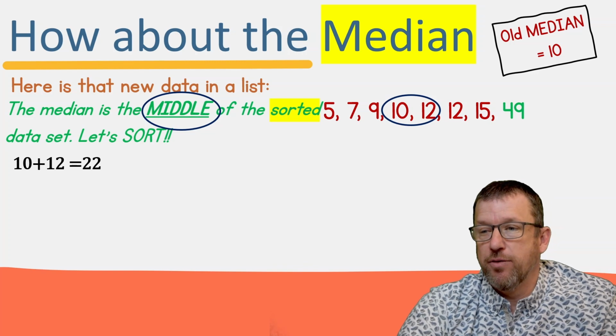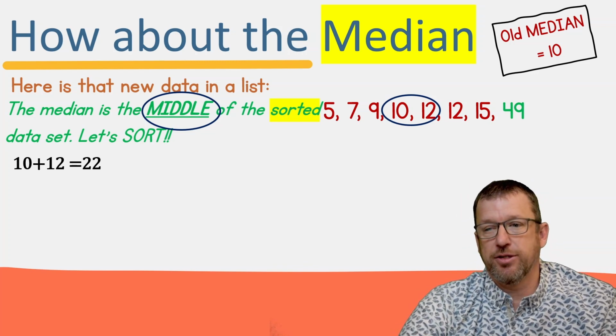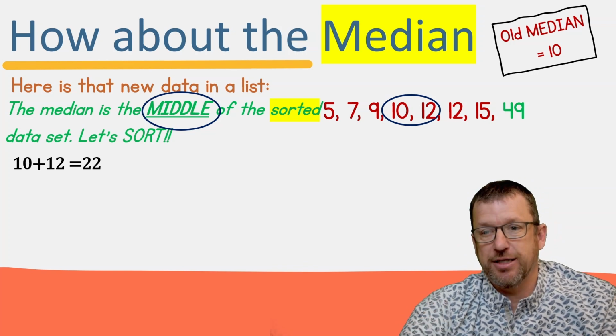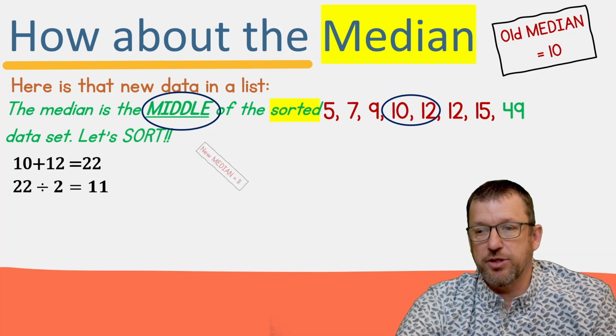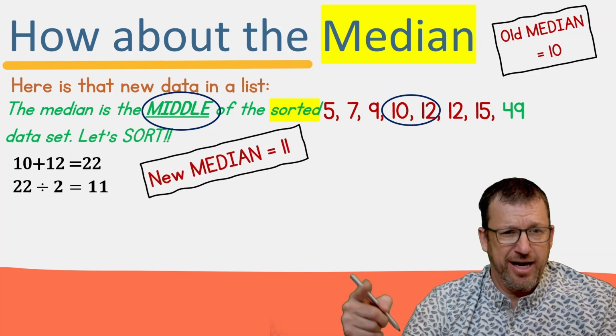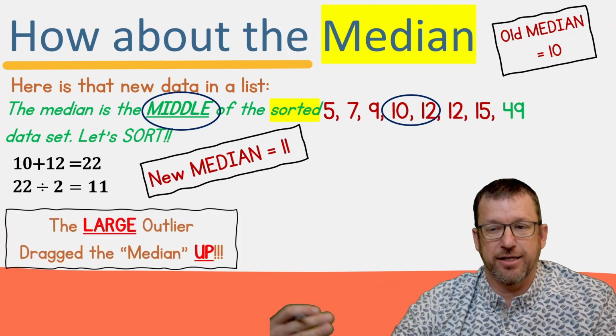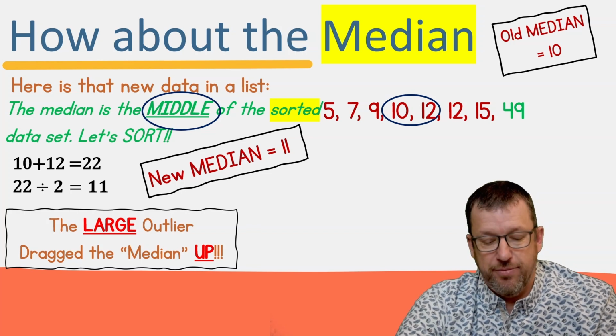To find the middle when you have 2 numbers, you simply find the mean of those 2 numbers, which means you add up those 2 numbers and divide by 2, because that's how many data points you have, and it becomes 11. So our new median jumps to 11. That big outlier of 49 actually dragged the median up. So it did have an impact. It changed the middle of this data set.